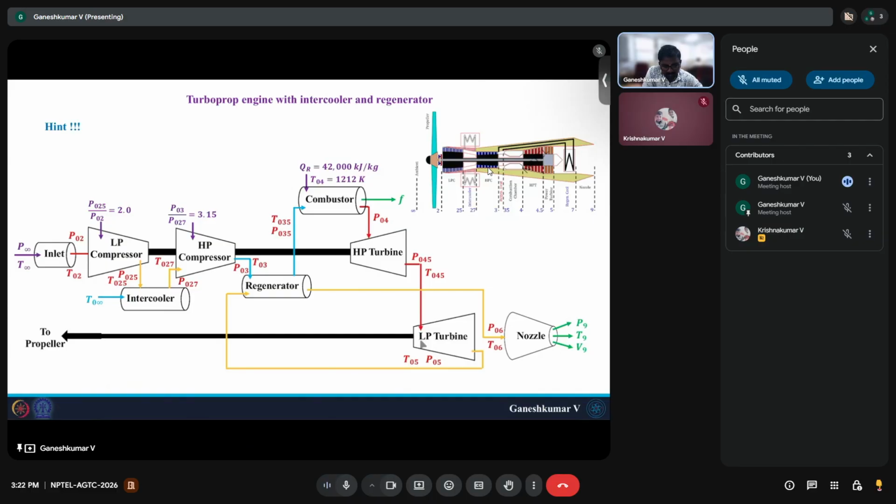You can use the LP turbine based on the power split. You can find the propeller power and also thrust. Okay.